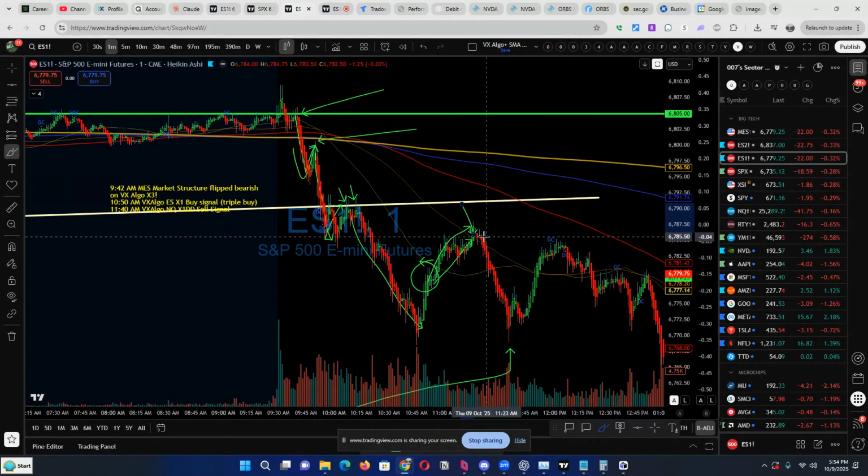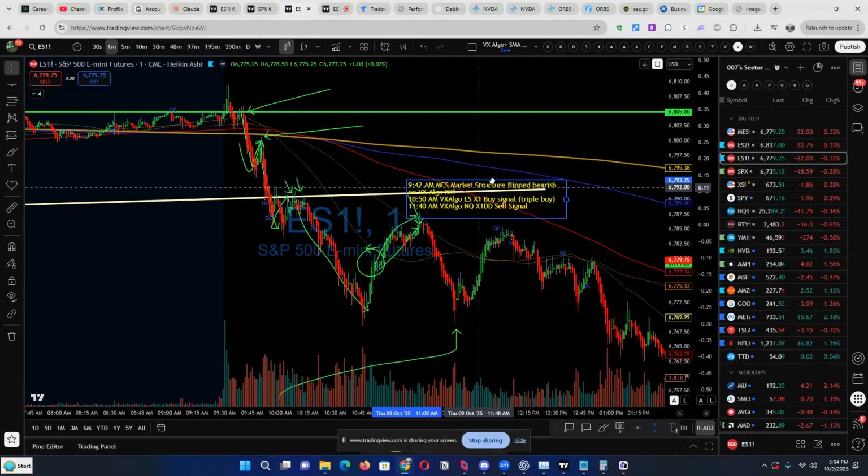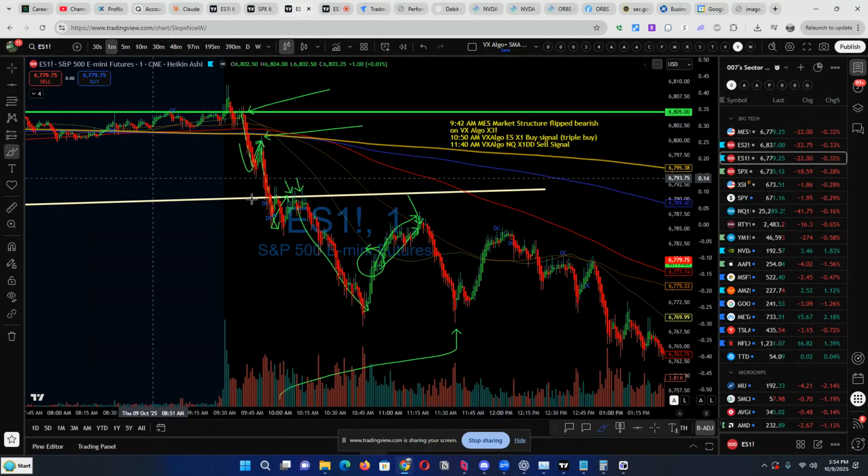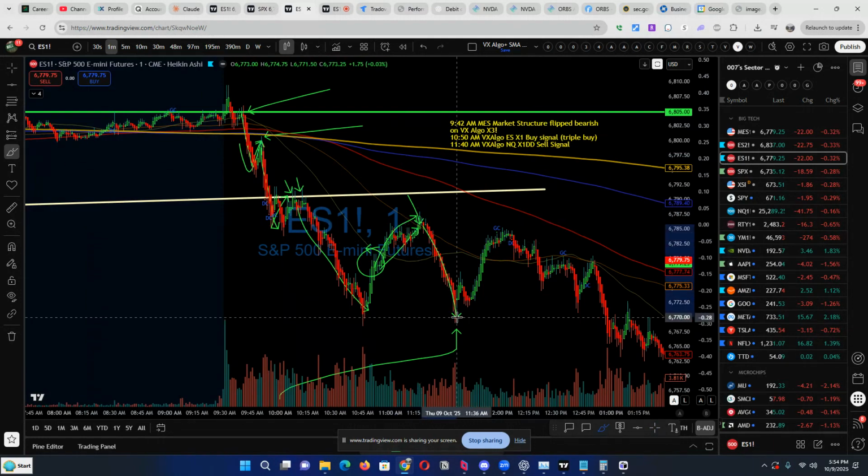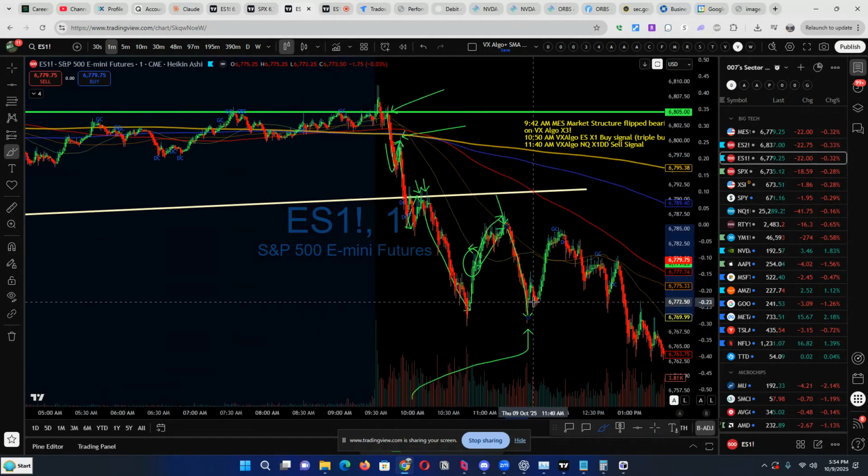Now sometimes this could also set up for a V-shaped recovery too. Sometimes that triple buy signal can set that up. But in today's case, it didn't. It was too bearish. So you can short that here. Came back down a little bit. And then by 11:40, we had a DD sell signal, which happened around here.